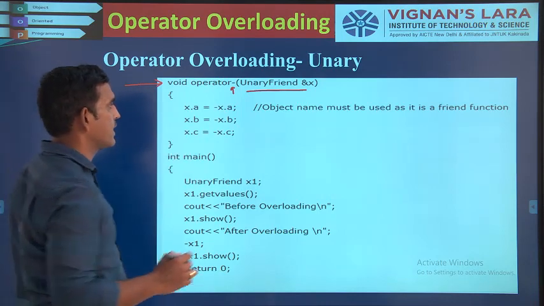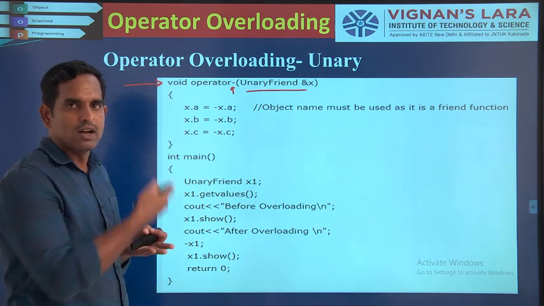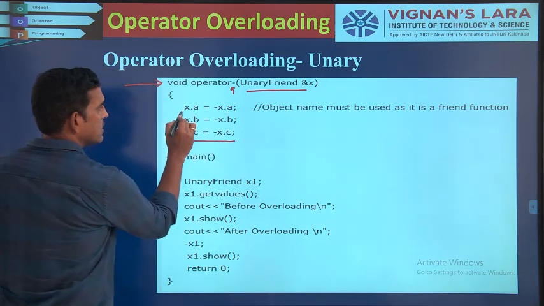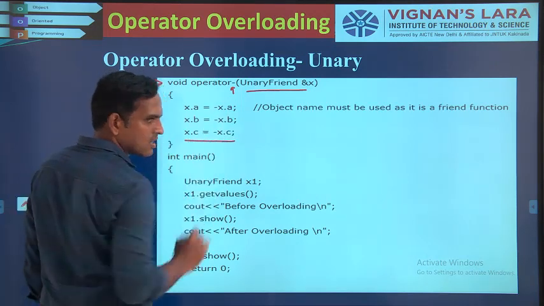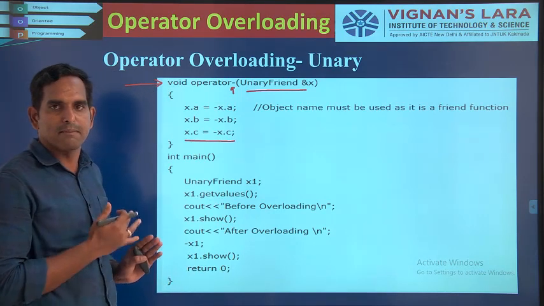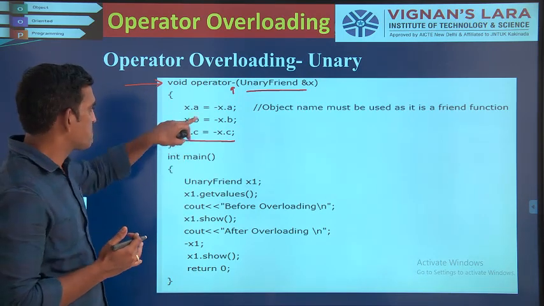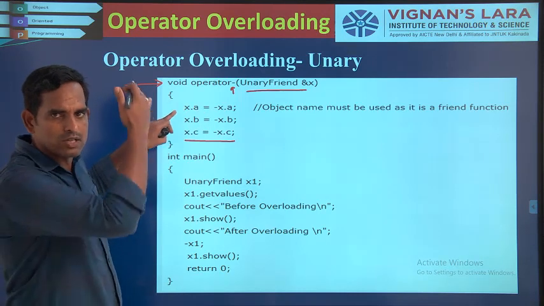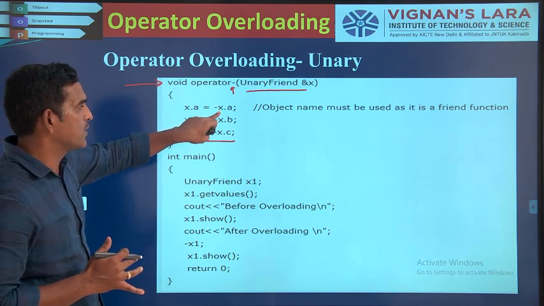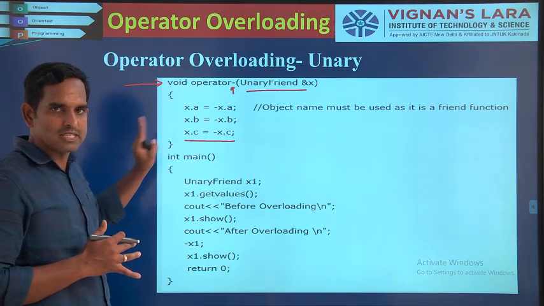That particular class, so X will contain all three values, that is A, B, C. X will contain all three data values A, B, C. That is why I have defined it in this manner: X dot A is equal to minus X dot A. What I am trying to do is create the negative values for the data members. I think you should remember the meaning of operator overloading. So I am trying to create the negative of A, negative of B and negative of C and store it in the original A, B, C values.